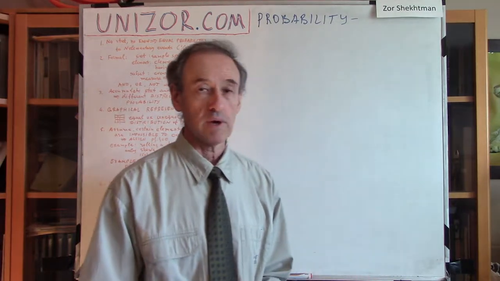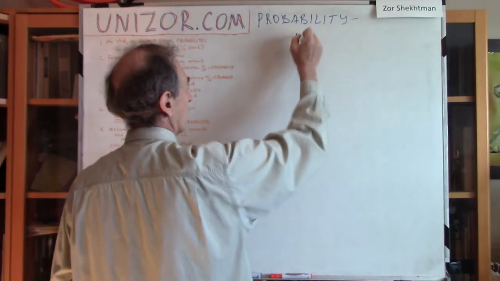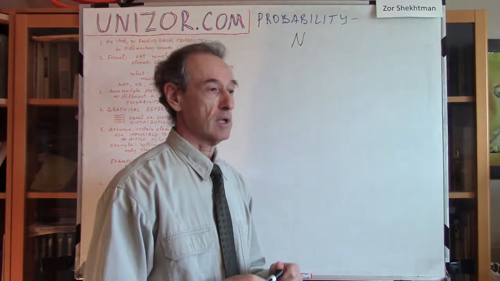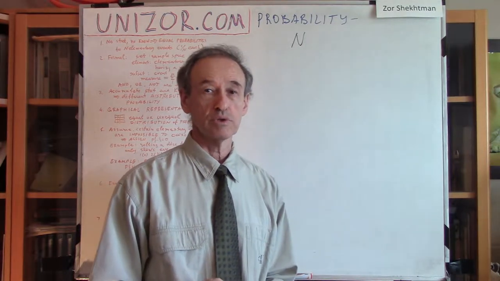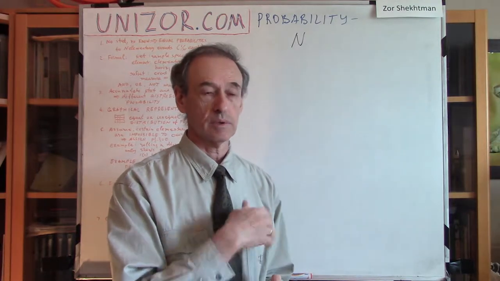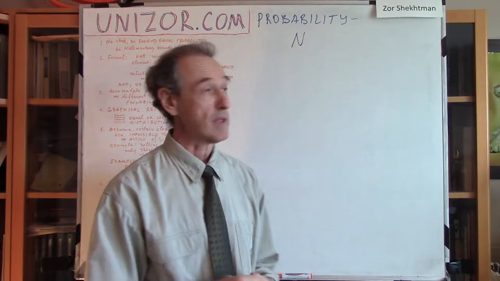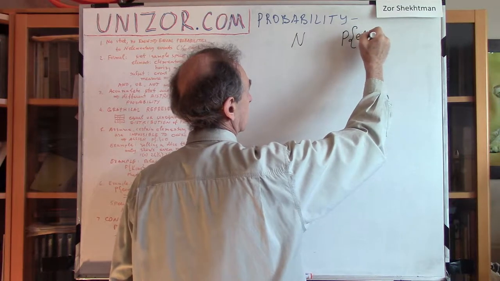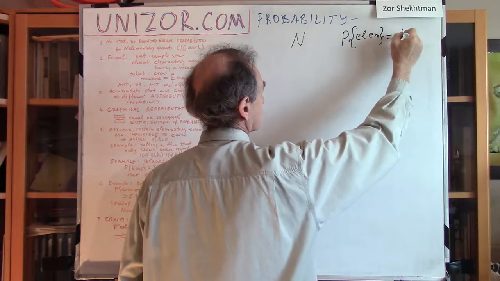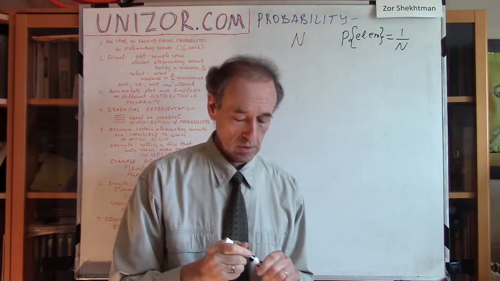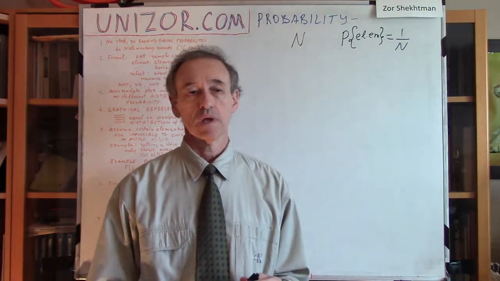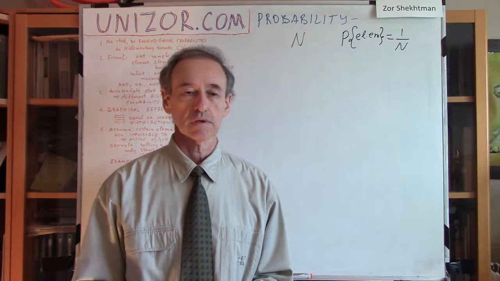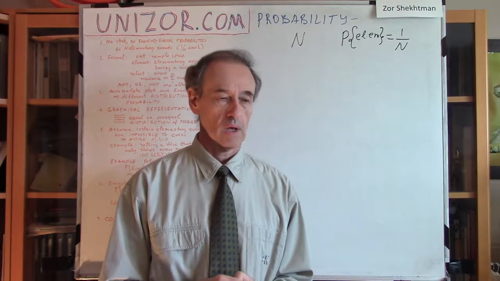So if you have a random experiment with n different elementary events, which are the results of this experiment, and you have no reason to believe that one is tending to occur more often than another, then you obviously have to assign the probability of every elementary event equal to 1 over n. All right. Now, that obviously happens with flipping the coins, rolling the dice, shuffling the deck of cards, etc., etc.